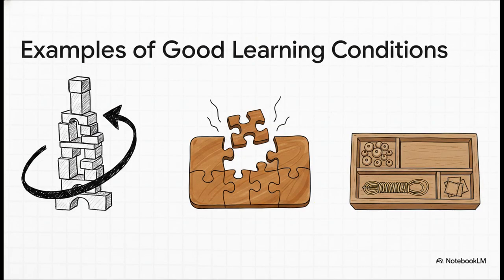Here's what that looks like in the wild. A parent changes the conditions simply by letting their kid rebuild a block tower for the 20th time, knowing that repetition is actually refinement, not boredom. A teacher steps back and allows a child to sit with a little healthy frustration, realizing they are right at the edge of their learning zone.